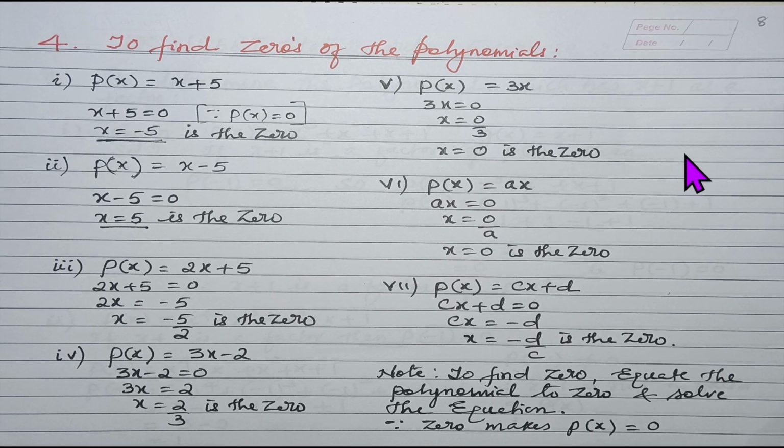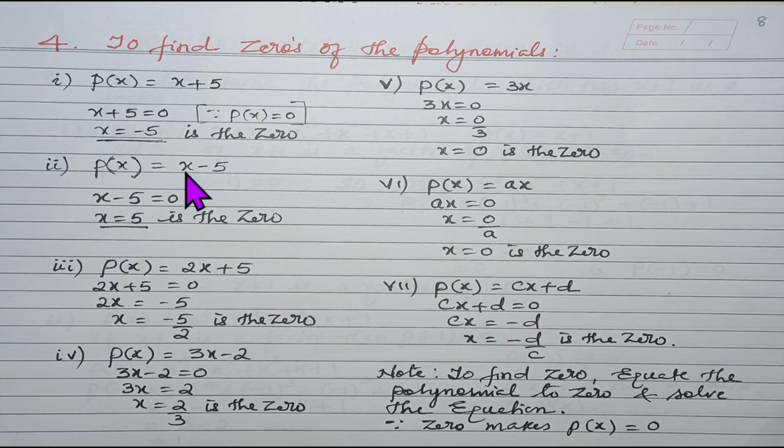Now the next example is the fourth example, that is to find zeros of the polynomials. This is a very simple example. Try to understand this. Now the polynomial given is p of x is equal to x plus 5. We have to find the 0 of this, and to find the 0 we know that we have to equate x plus 5 equal to 0, because to find the 0, p of x has to be 0, therefore x plus 5 has to be 0. x plus 5 equal to 0, x is equal to minus 5 is the 0 of the given polynomial.